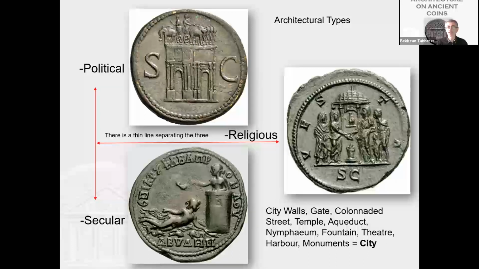What makes a city is rather simple as it developed in the 7th and 8th century BC. You have to have city walls. You have to have a gate, later on a colonnaded street, a temple. You need to manage your water resources. You have to have a fountain, a nympheon, a monumental fountain building, a theater. And if you are located by the sea, you have to have a harbor and monuments and many other things, of course. But these are the basic structural items that you have to declare yourself a city. And when you have those, you brag about them.